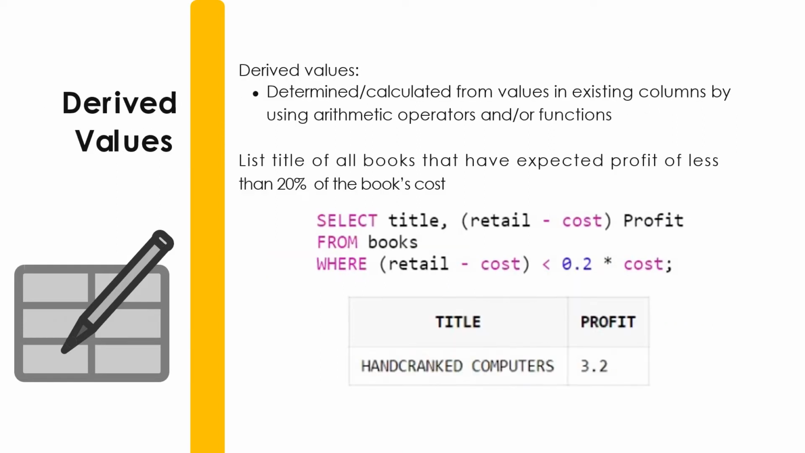We can also have derived values from a list of our columns. Derived values are determined or calculated from the values in existing columns by using arithmetic operators and/or functions. The following gives us an example of a derived value. As we can see, we can have the difference of retail and cost columns in our table to get the profit. We can also use derived values inside our where clause.